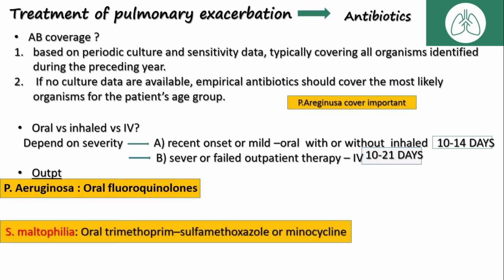Cystic fibrosis is one of the exceptional cases in which we give a fluoroquinolone to pediatrics. Otherwise, it's not recommended for pediatrics. And for Stenotrophomonas maltophilia, you can use oral trimethoprim-sulfamethoxazole or minocycline. So, in outpatient treatment for mild infection, we use oral antibiotics. What about severe exacerbation or when outpatient therapy has failed? Here, the treatment will be inpatient in the hospital. We will use IV antibiotics.